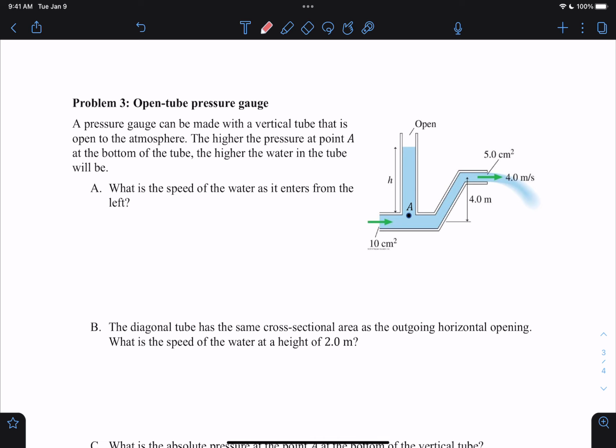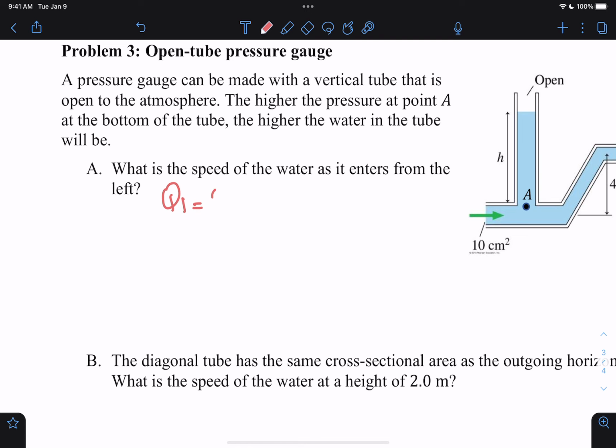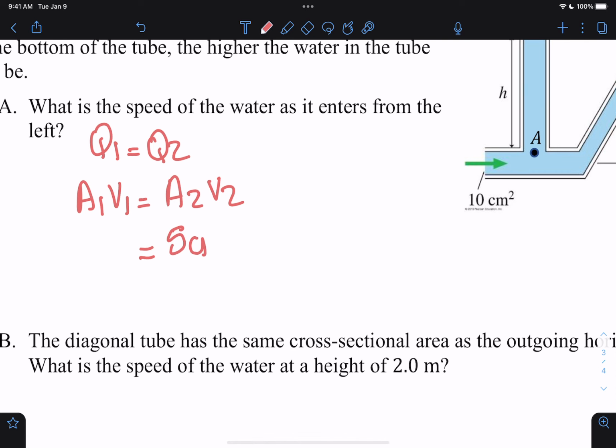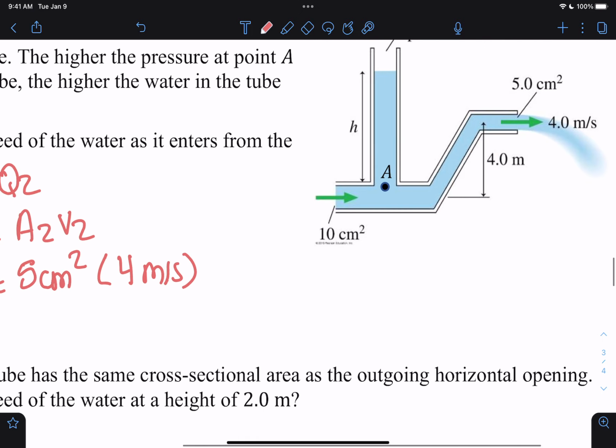So if we wanted to figure out the speed at point 1 versus the speed at point 2, exactly, and Kimberly was on that too, we can use the continuity equation. If Q1 has to equal Q2, the flow has to be constant throughout the whole thing. Then we know that area 1 times velocity 1 has to equal area 2 times velocity 2. We have the second area, which is 5 centimeters squared, and the second velocity, which is 4 meters per second. So we can simply say 5 centimeters squared times a speed of 4 meters per second versus an area of 10 centimeters squared.